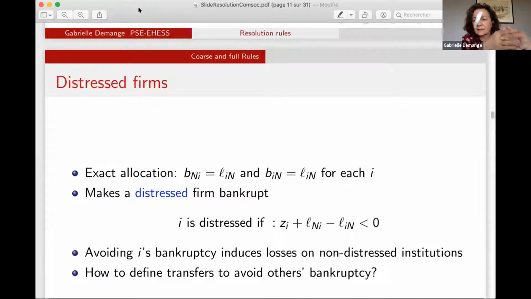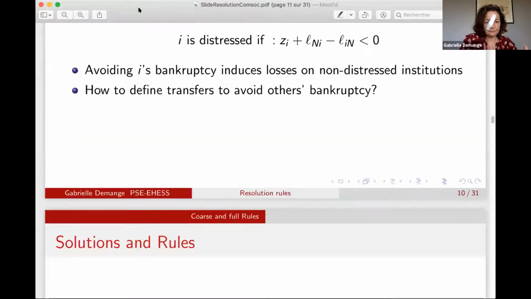And so this is exactly the problem: when you have distressed firms, if you want to avoid bankruptcy, how do you do it? Because then you distribute some losses to the non-distressed institutions, and they can become bankrupt as well. So in some sense, a rule will try to avoid bankruptcy as much as possible, and it is in this sense that it is an orderly liquidation. Sometimes it's not possible, of course, it depends.